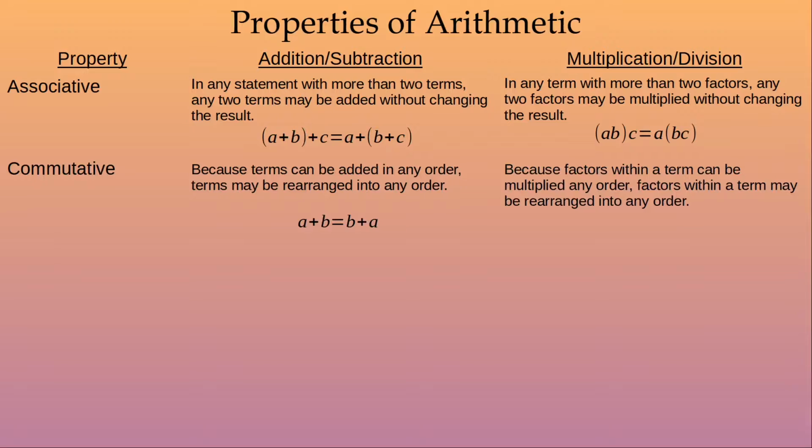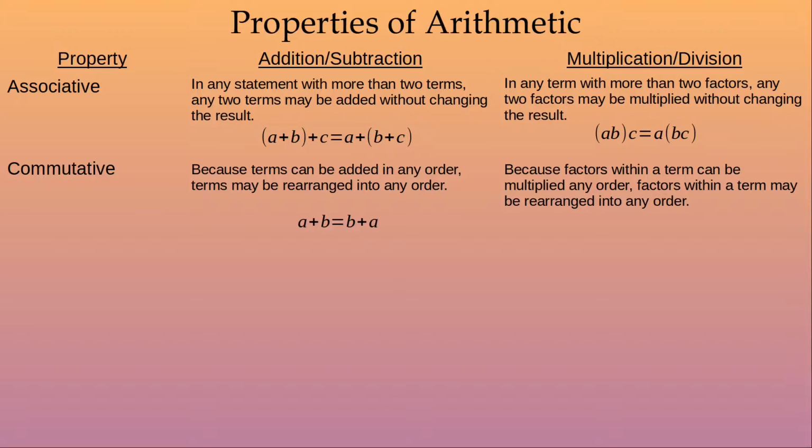Likewise with the multiplication version. Because factors within a term can be multiplied in any order, factors within a term may be rearranged into any order. So yet again, that goes back into the associative property, where we said that we can in fact multiply factors within a term in any order.